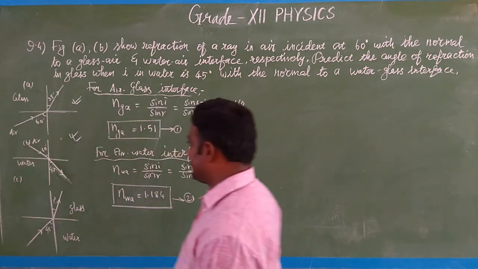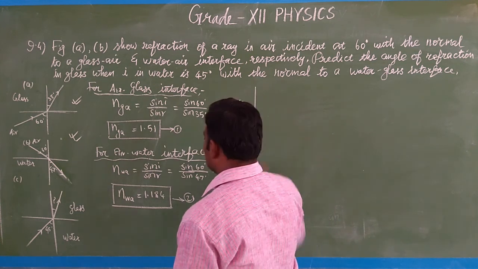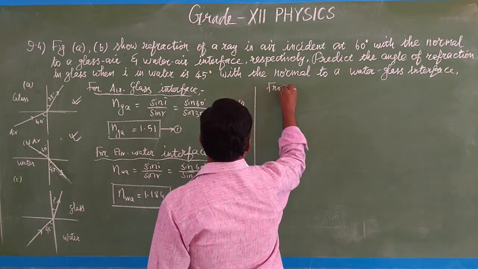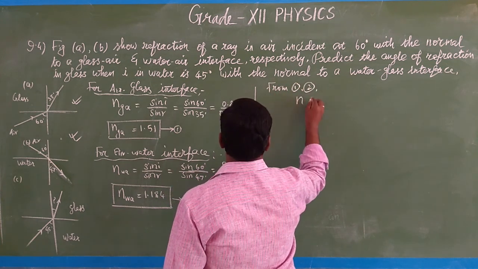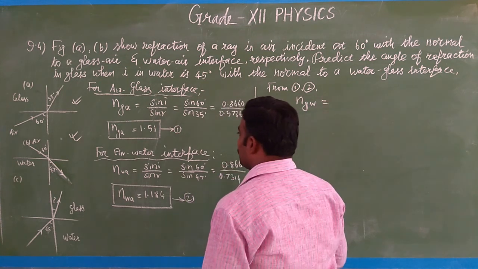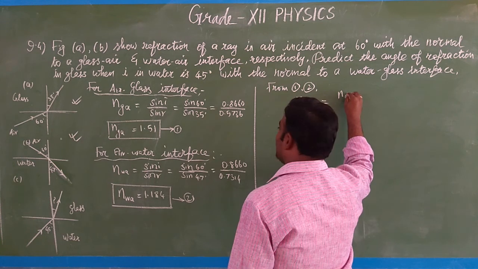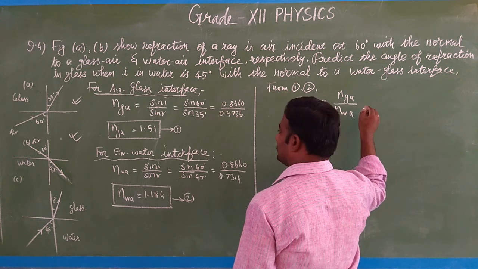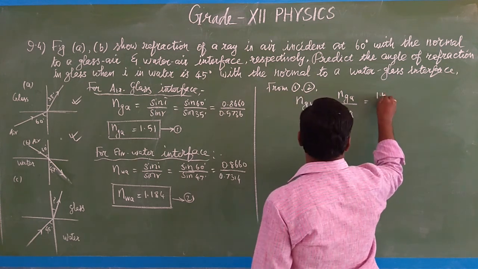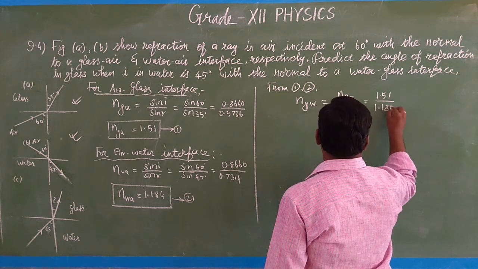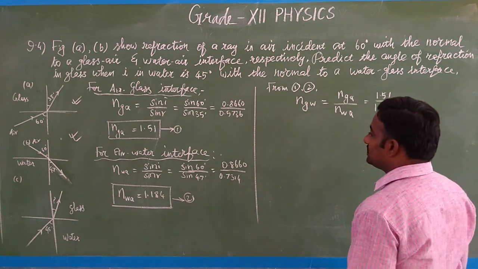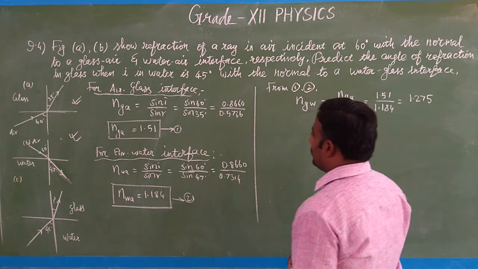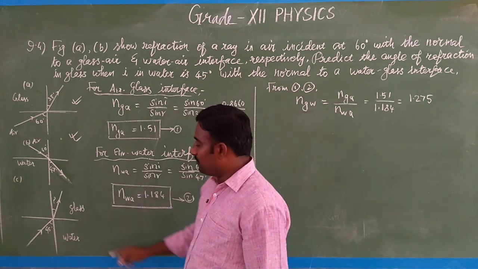Now the third case is here. From the two equations, we can find the refractive index of glass. So from 1 and 2, we can find the refractive index of glass with respect to water. That is equal to the refractive index of glass with respect to air divided by the refractive index of water with respect to air. So what is the value? That is 1.51 divided by 1.184. The value is equal to 1.275.